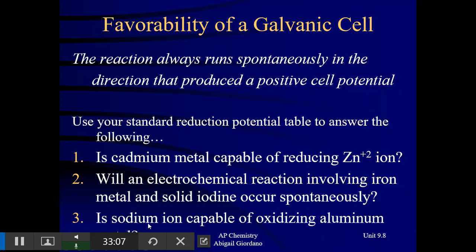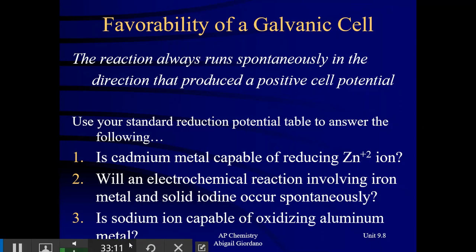Okay, let's do one more. Is sodium ion capable of oxidizing aluminum metal? We'll find sodium ion, and you'll see that it is on the appropriate side. It's on the reactant side, so I don't have to change that one. And that has a potential of negative 2.71. Aluminum metal, however, is on the product side. I'm going to need to flip that one around, change the sign, and I get 1.66. When I add these two numbers together, I'm going to get a negative total. So no, this is not going to happen.